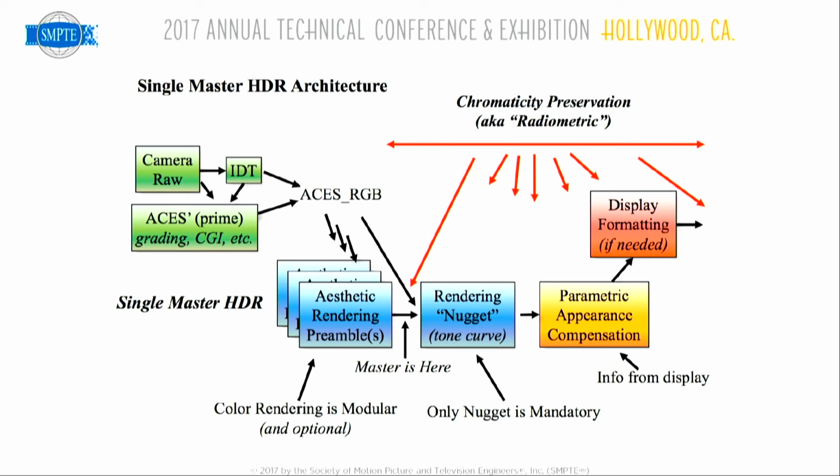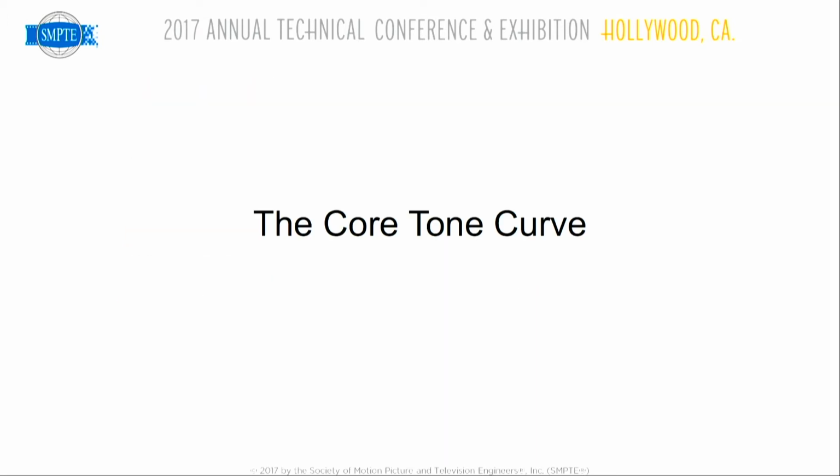But I'm going to focus on what Gary was showing as the rendering nugget, which we're also calling the core rendering transform in our paper. And I'm going to start with the neutral scale behavior of that, which could be called the core tone curve or core transfer function.